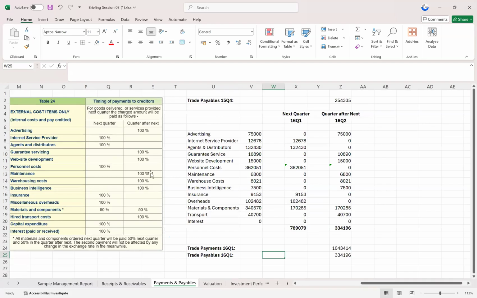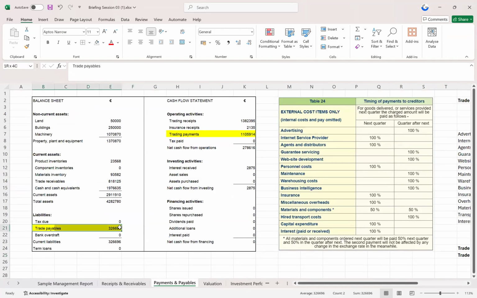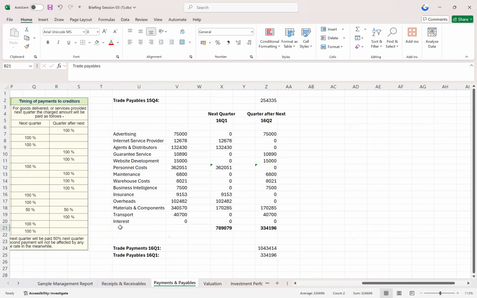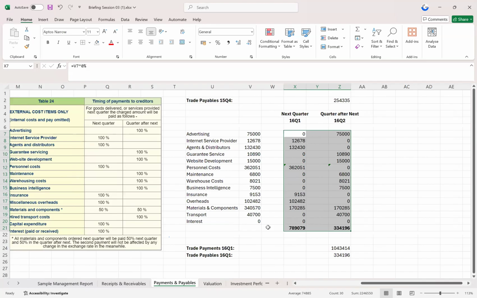Sir, the trade payable at the top, 15Q4, from where that figure has come, 254335? This is the payables of 16Q1. So similarly, I have payables in the balance sheet of the 15Q4 report. Okay, from the 15Q4 report. Any doubt on this breakup? No, that is clear. Means the previous payables plus current expenses as per this data. Okay, sir.